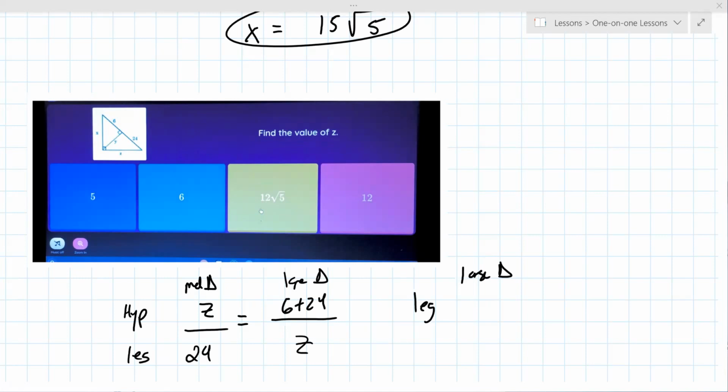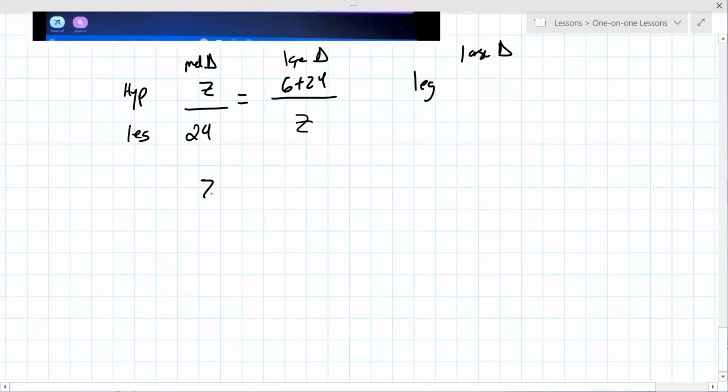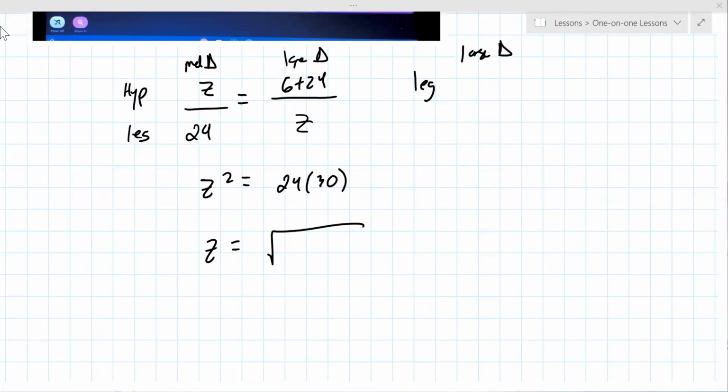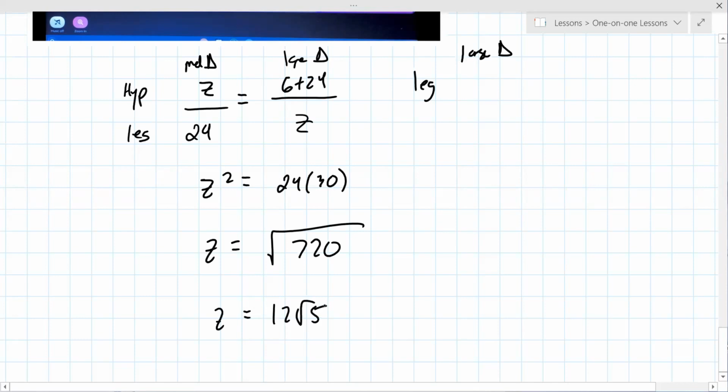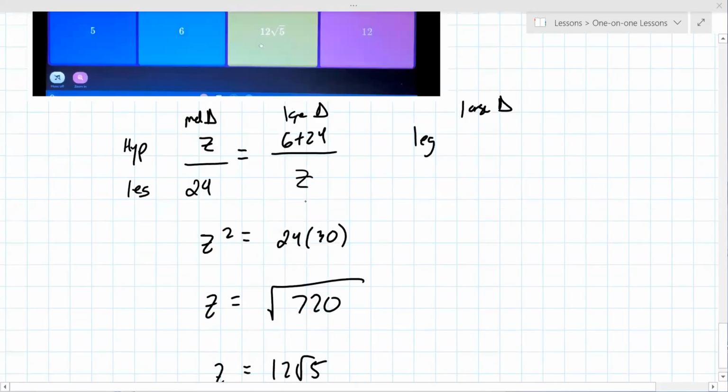30 times 24. Yeah, so this ends up working out really nicely. It's z squared equals whatever this multiplies. This is 30 times 24 times 30. And we take the square root of that. Let me get 30 times 24. What is that, 720? That becomes z equals 12 square root 5. So, I mean, it just works.